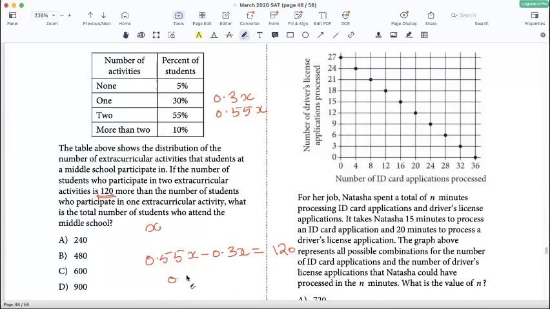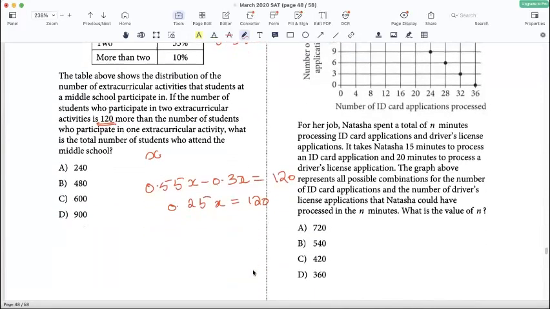So that's 0.25X is 120. So X is 120 divided by 0.25, which is 120 multiplied by 4. So that's 480. So 480 students attend the middle school.